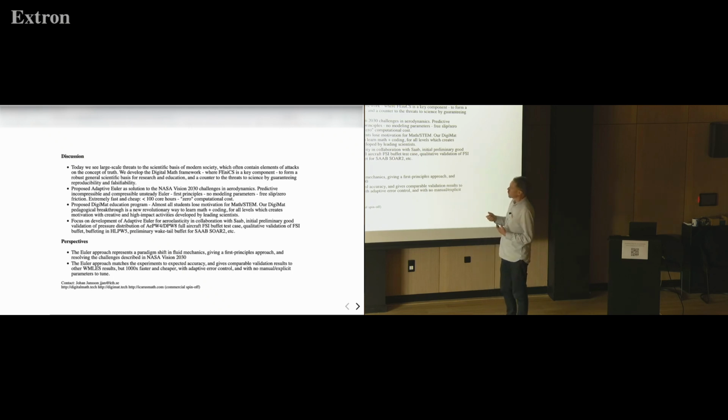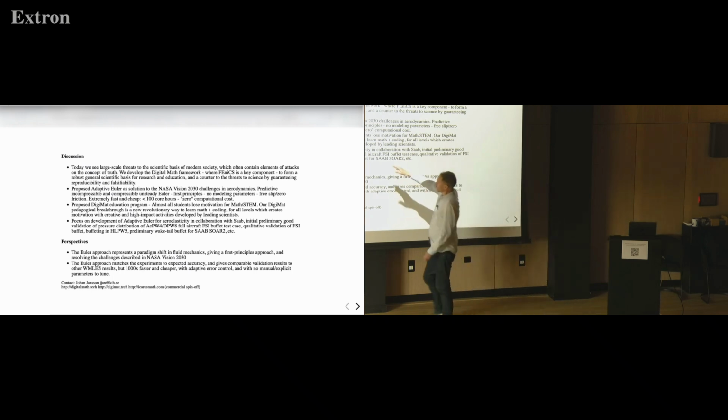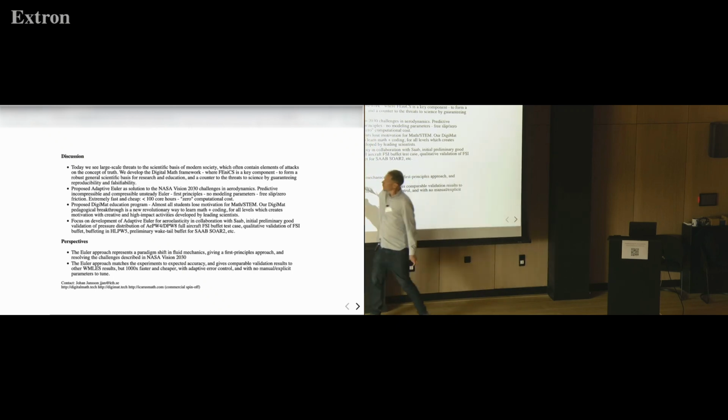So basically the concept of truth is under attack, right? But what we call this digital math framework, we see that as a counter, a robust scientific basis for research and education and industry. And then these three, if you're mostly interested in CFD, then look into Adaptive Euler, super simple, first principles, extremely fast and cheap, and what I've described here as well.